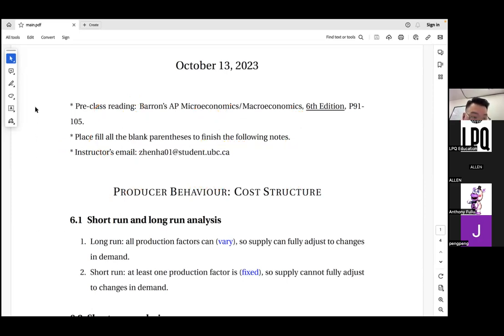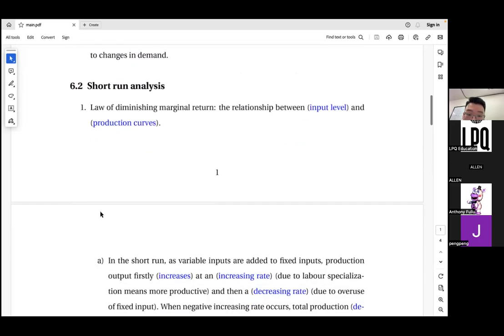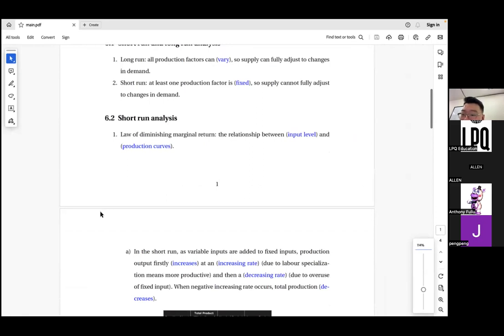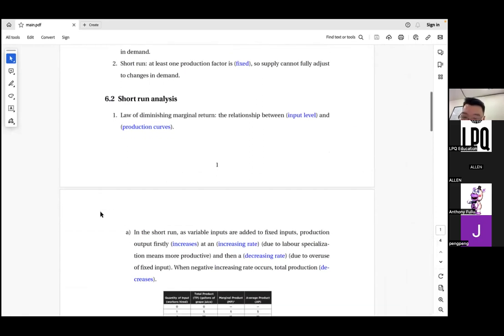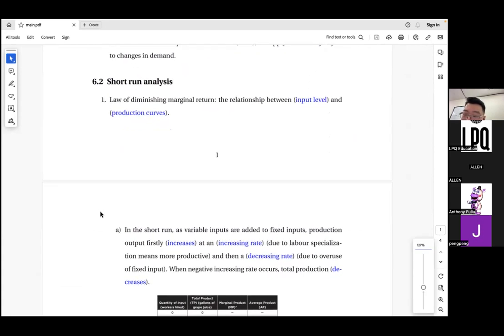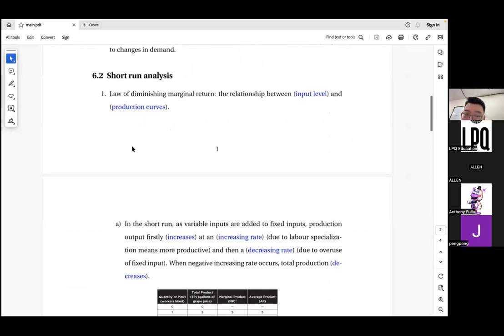Okay, if no questions, let's do short run analysis. The most difficult part is the short run analysis. To take the AP level examination, you don't need to pay a lot of attention to long run analysis. Long run analysis is easy, but the short run analysis is difficult. Let's do this step by step.